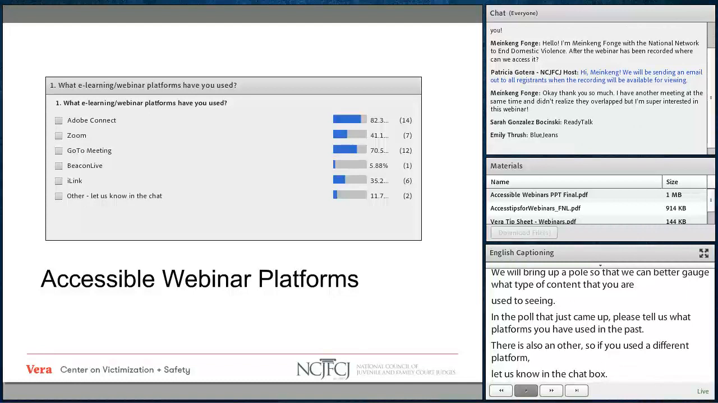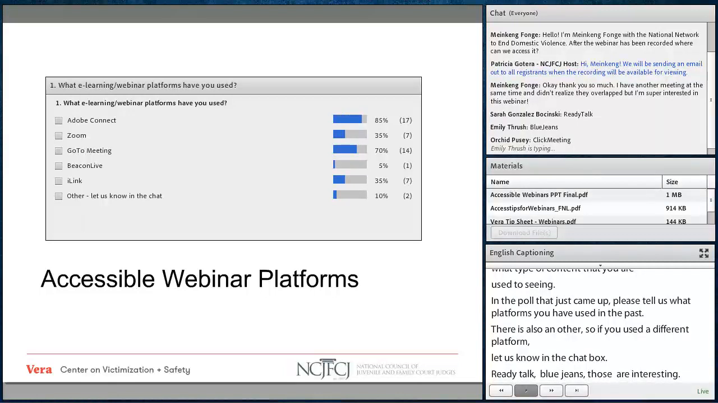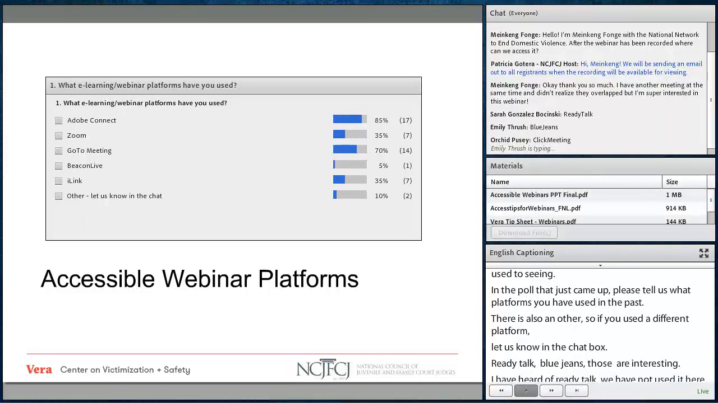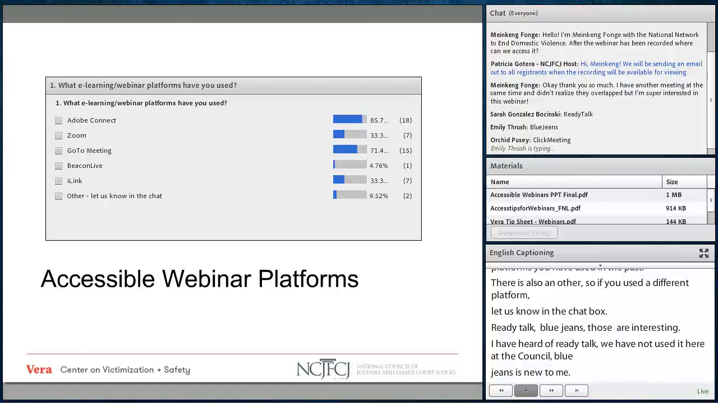Ready Talk, Blue Jeans. Those are interesting. I've heard of Ready Talk. We haven't used it here at the council. Blue Jeans is a new one to me. We'll give you just another couple of minutes. Click Meeting, I believe that's a part of GoToMeeting. So it's one of the services they offer.